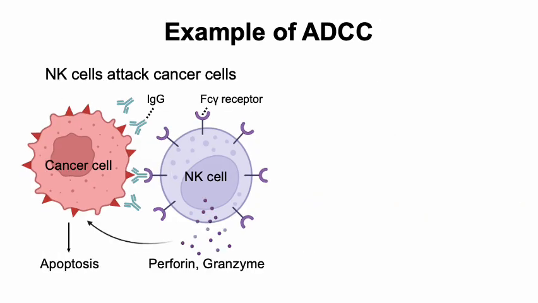On the other hand, here is an example of apoptosis. If the effector cell is a natural killer cell, it releases toxic substances like perforin or granzyme. These substances damage the target cell and force it to self-destruct. This is called apoptosis.